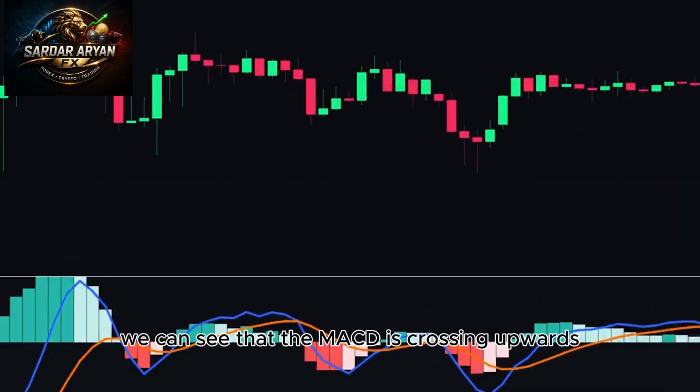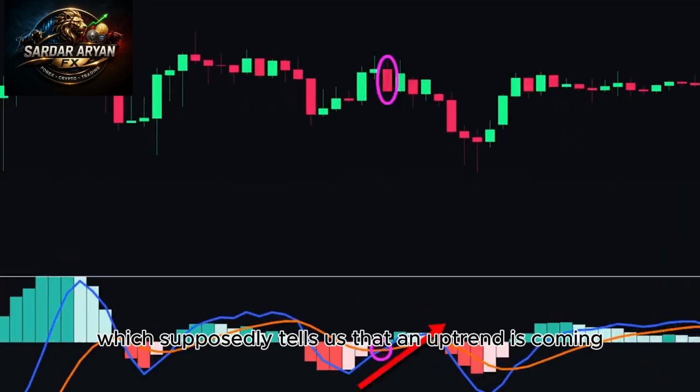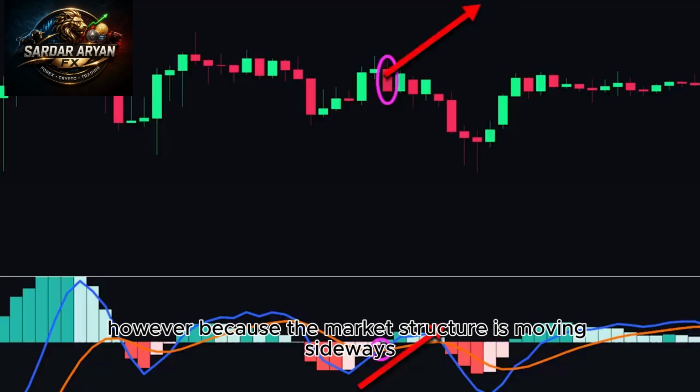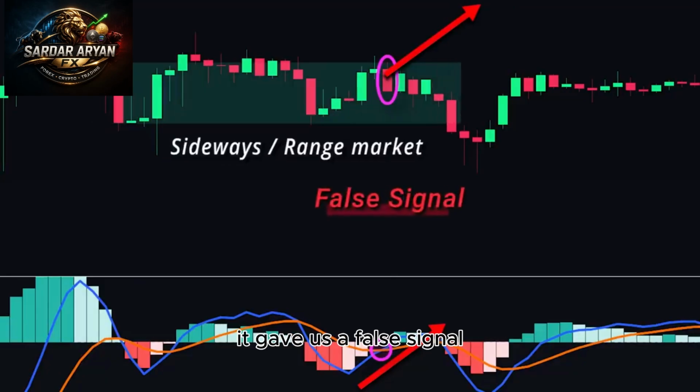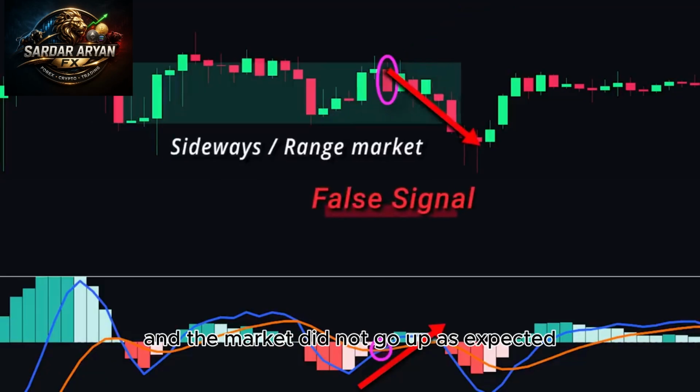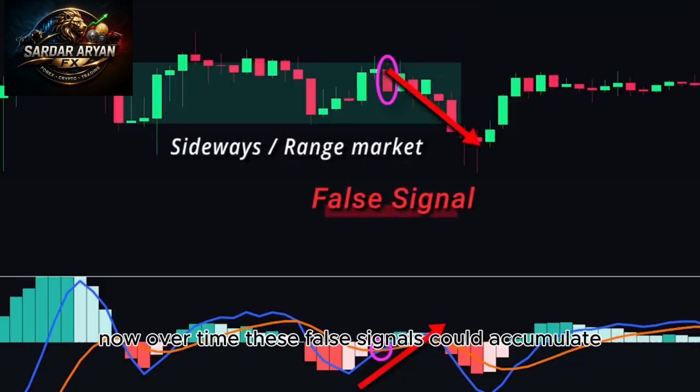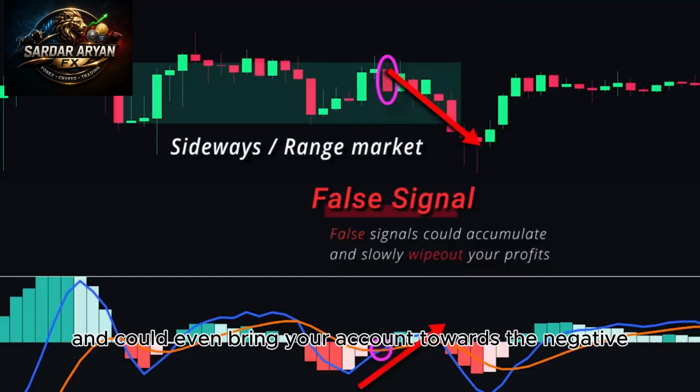We can see that the MACD is crossing upwards, which supposedly tells us that an uptrend is coming. However, because the market structure is moving sideways, it gave us a false signal and the market did not go up as expected. Now, over time, these false signals could accumulate and slowly wipe out your profits and could even bring your account towards the negative.